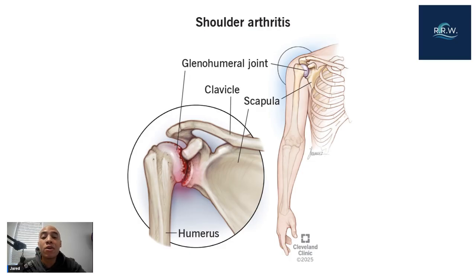So what can it feel like though? Again, you can just have deep pain and discomfort. You're going to have some restrictions in mobility. Depending on where the arthritis is most prevalent is going to depend on where you have more of your mobility limitations.